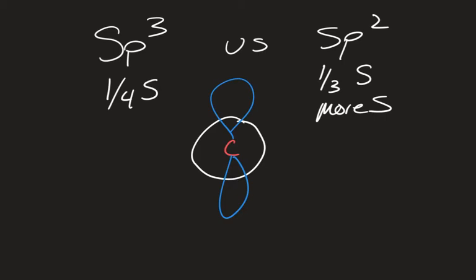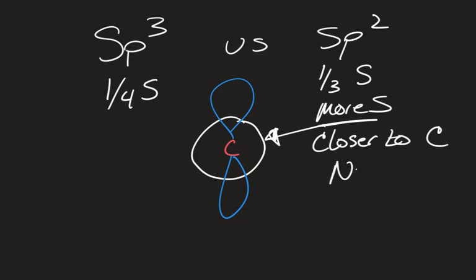When I blend them together, it's going to have more S character, more of this, so it's going to be closer to carbon. Nucleus. It's closer to the nucleus. Is that good or bad energetically? To be closer to the nucleus. Well, look at this question then. Let me do it this way. These are my p orbitals. This is my s orbital. Which one's more stable, S or P?